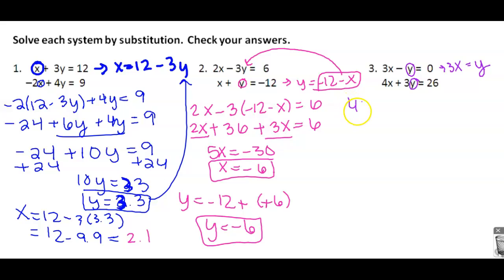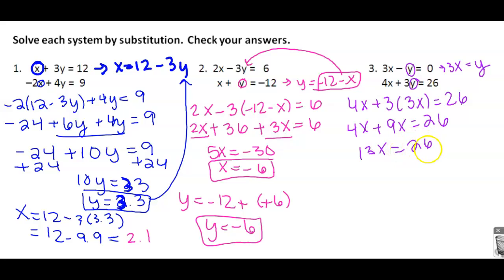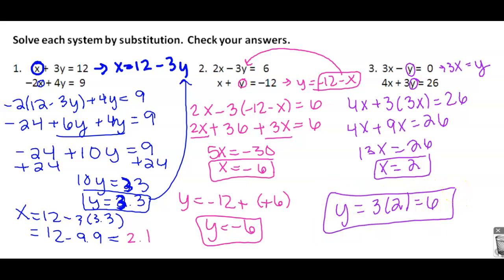So then you get 4x plus 3 times 3x equals 26. You get 4x plus 9x equals 26. 4 and 9 gives 13x equals 26. Divide both sides by 13, and x equals 2. And then plug 2 back in for x, and you get y equals 3 times 2, or y equals 6.